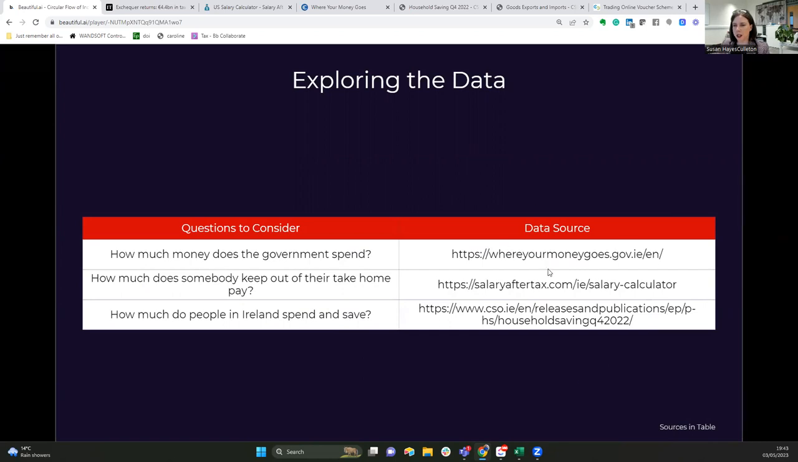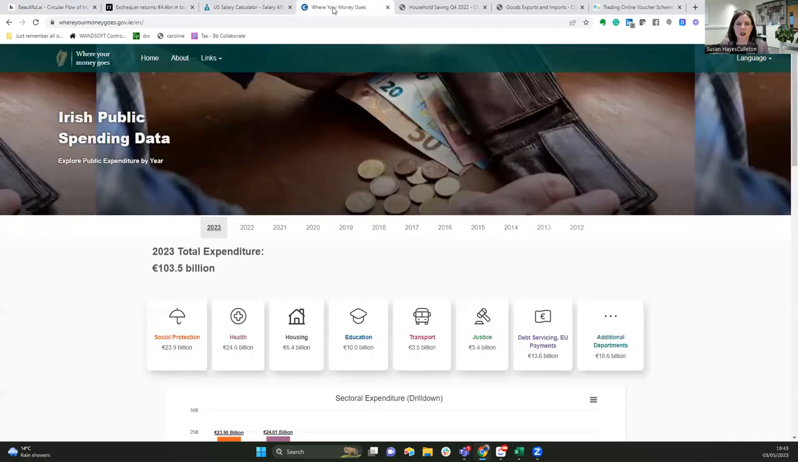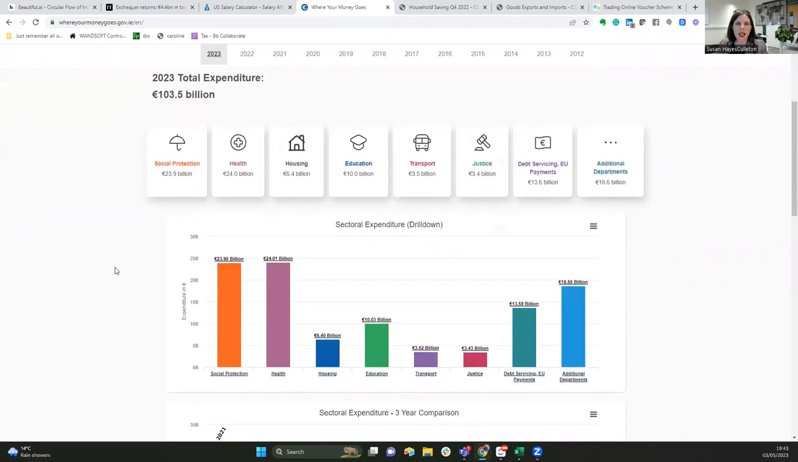These are your data sources. So yes, how much does the government spend? I didn't answer that one yet. So how much does it spend? Well, in 2023, the injection into the economy is set to be €103.5 billion. And the biggest number out of that is health over here at €24 billion.